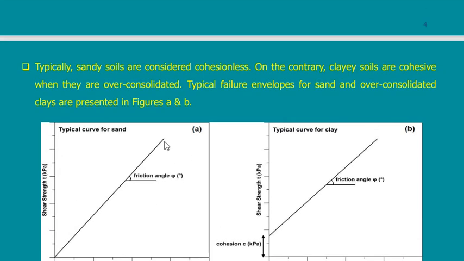This is the normal shape of a curve that I would expect if I conduct the shear strength test for two types of soil. This is for sand, cohesionless soil, and this is for clay, cohesive soil. What is the difference between cohesive and cohesionless soil? What is the main difference between sand and clay? Anybody know? It's a very basic question.